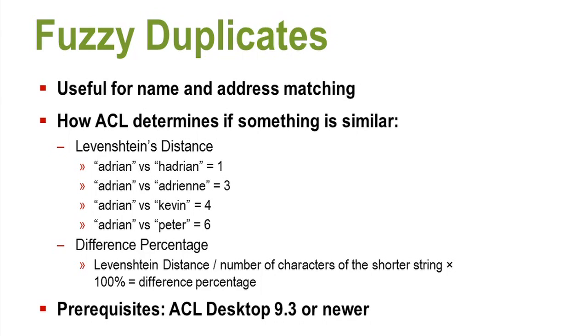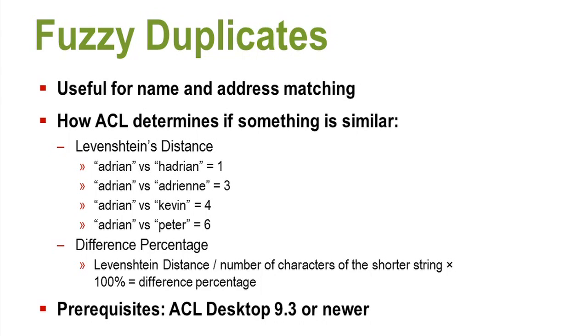After that, we can see a couple examples where they don't really match up at all. Adrian versus Kevin, the only letter that matches is the N, and so we would need to make 4 edits for them to match. And then Adrian versus Peter, which have absolutely no letters in common, you would need to make 6 character edits for those strings to match. So that's kind of how Levenshtein distance works. And what ACL will do is it will take the minimum number of changes necessary to make one string look like the other. That's correct.